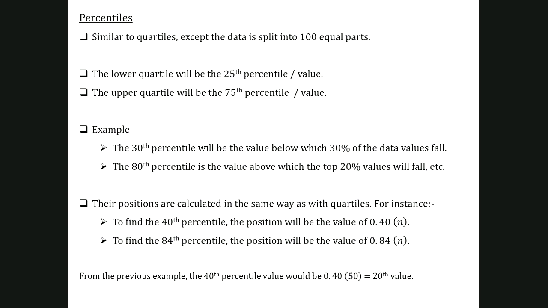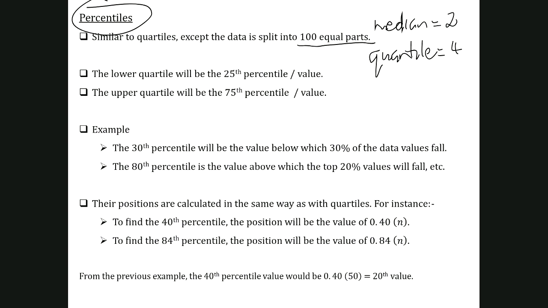If you recall, a median is where we split your data set into 2 equal parts. A quartile was where we split your data set into 4 equal parts. A percentile, literally from the word percentage, is where we split your data set into 100 equal parts. So we can ask you to calculate any percentile ranging from 1 to 100. For instance, here they're saying calculate the 30th percentile or the 80th percentile.